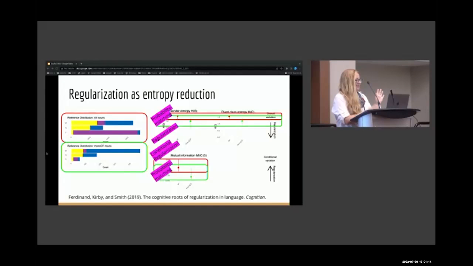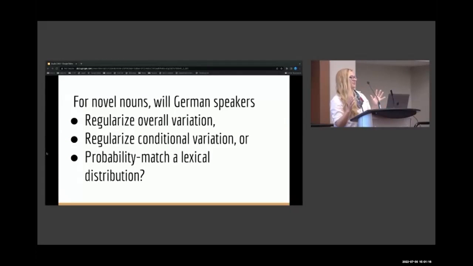So this gives us our basic research question. Given this set of novel nouns in this framework, will German speakers regularize overall variation on one of these dimensions, regularize conditional variation by making these two dimensions more predictive of each other, or will they probability match one of the lexical distributions that we've set?